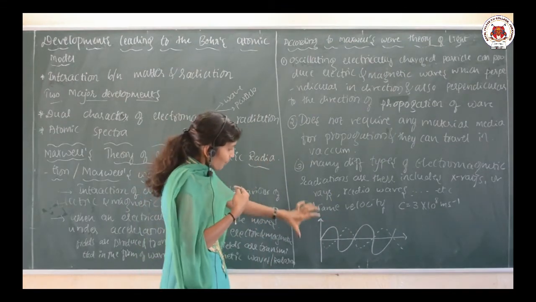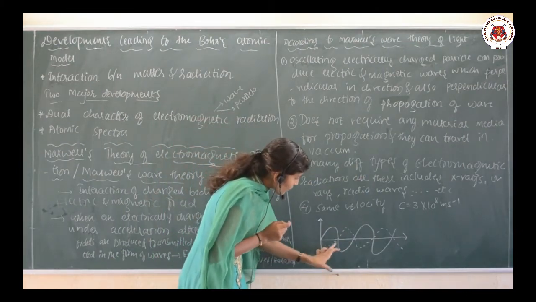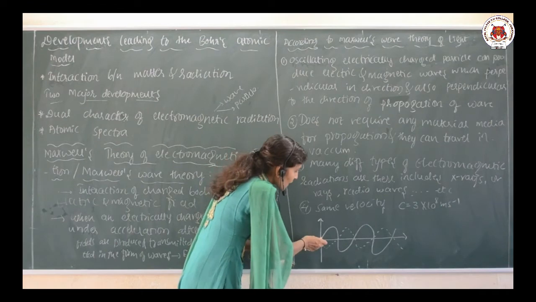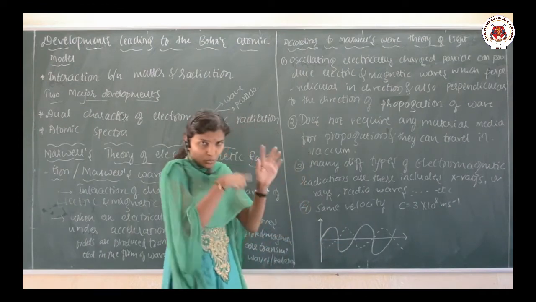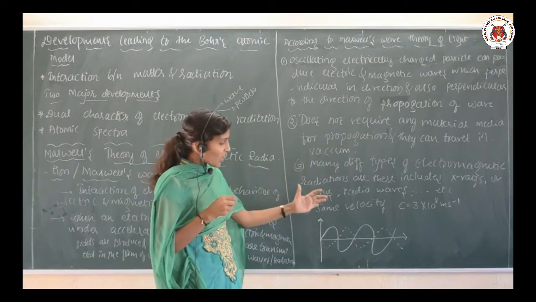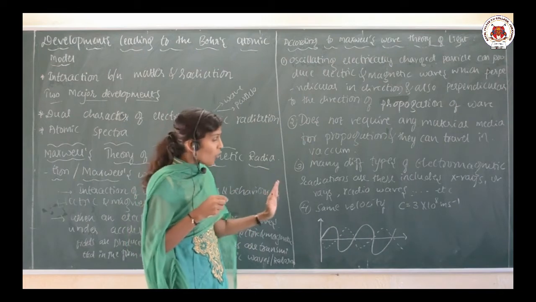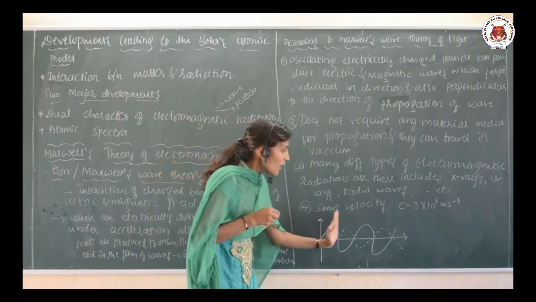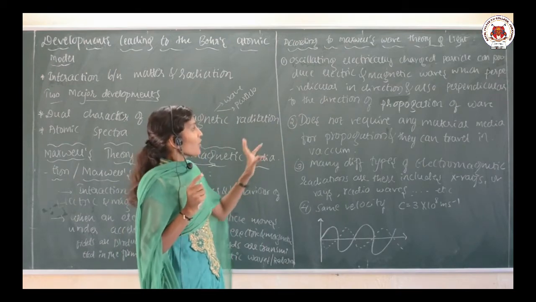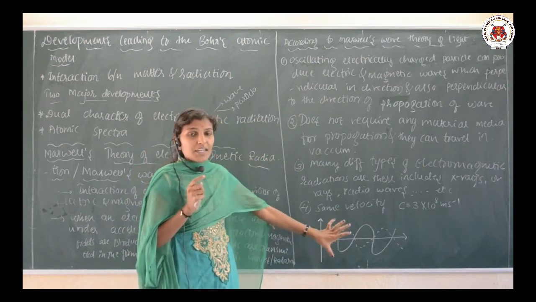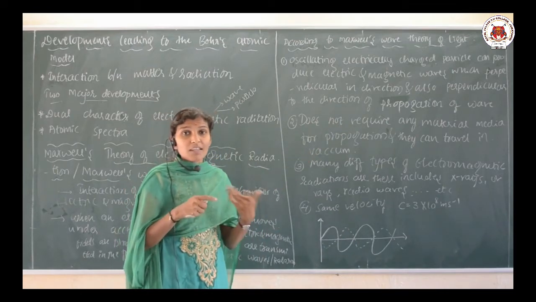Okay, so it is a 2D representation. Just for your understanding of the concept, any electrically charged particle can produce electric and magnetic waves. These electric and magnetic waves are perpendicular to each other and also perpendicular to the direction of propagation of the wave. Clear?